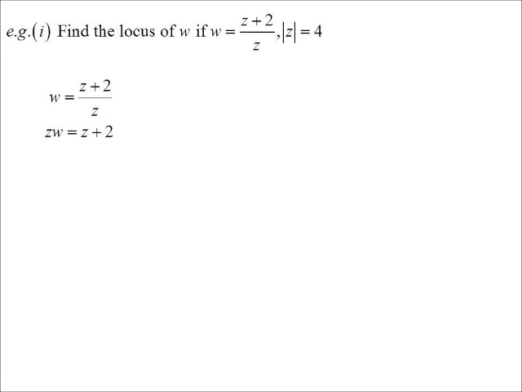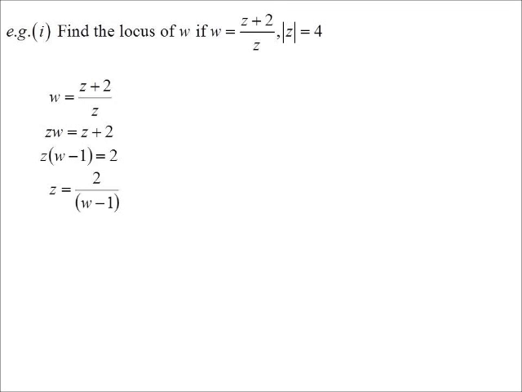Oh, sorry, it was a misprint. Should have been z on the bottom, not 2. w equals z plus 2 on z. Those curly 2s are much better. So I'm going to rearrange this and make z the subject. So I've got zw is equal to z plus 2. So I'll factorise, and now I can make z the subject. And now I can work out what the w picture is going to look like.